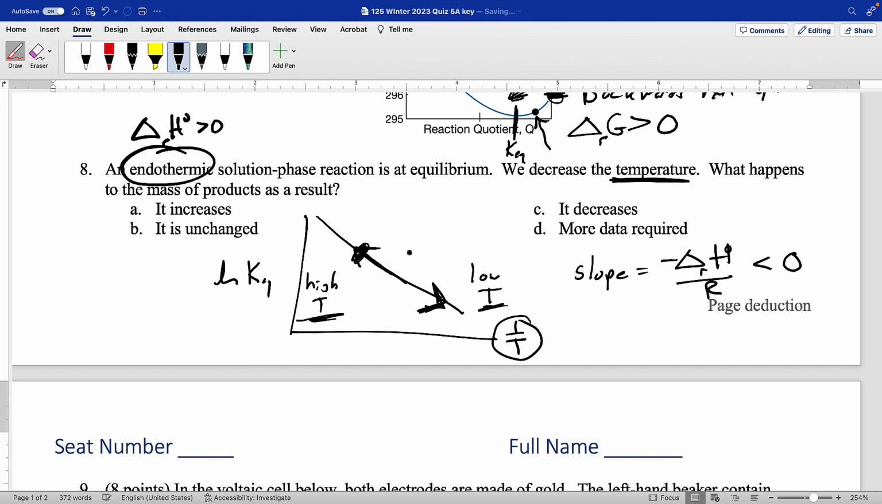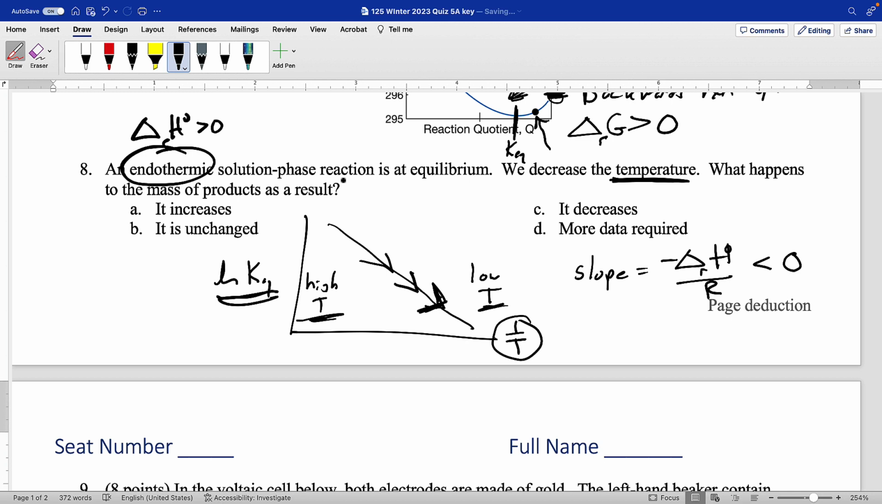So we decrease the temperature. I'm going to go ahead and erase this arrowhead there. Oops, erase the whole thing. So we're decreasing the temperature, right? We're going in this direction. And it looks like if we decrease the temperature, we decrease the size of the equilibrium constant.